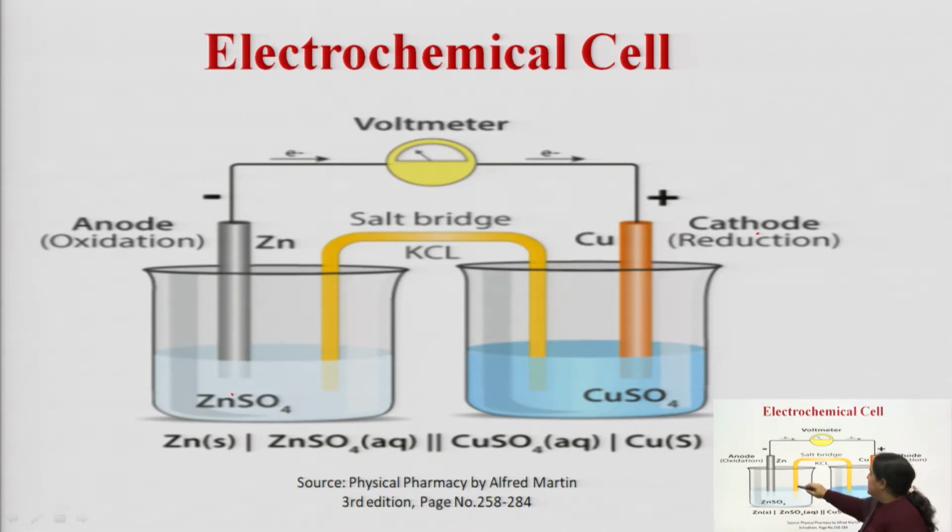And the cell is completed with the help of a salt bridge, which acts as a bridge between the two beakers, right, and KCl is filled in this tube, that is the salt bridge, and it completes the connection for the whole cell, right. And the cell reaction can be written as Zn(s) | ZnSO4(aq) || CuSO4(aq) | Cu(s), right. So, how will the reaction take place?